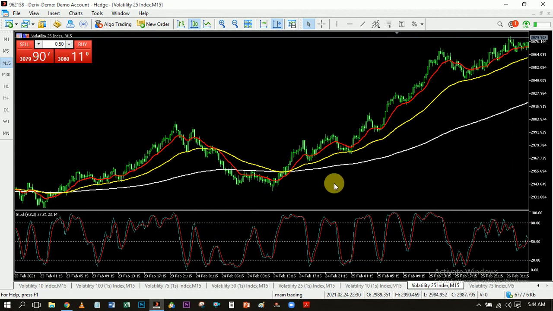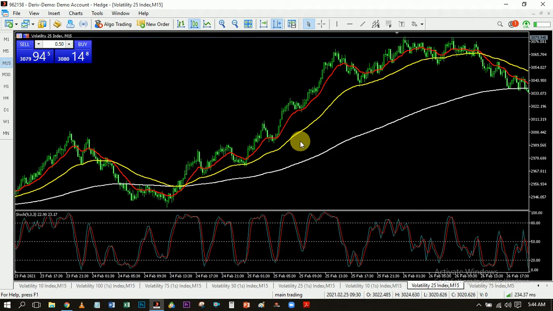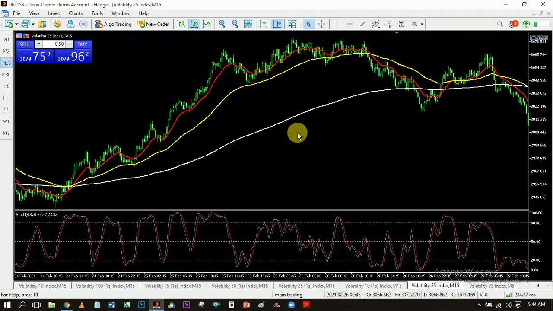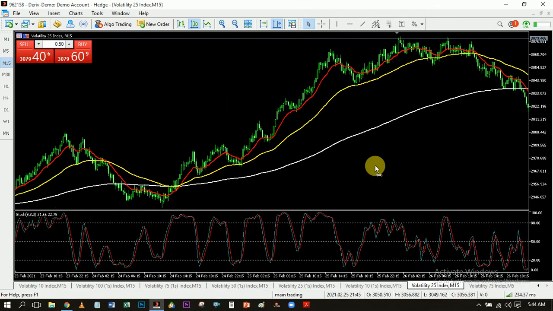So quickly, what we want to do here is see how we could get a confirmation using the divergence. And the divergence that we'll be looking at specifically is the hidden divergence. If you want to have a good understanding of what divergence is, just go check my channel, where you'll see a full-length video explaining what divergence is all about.